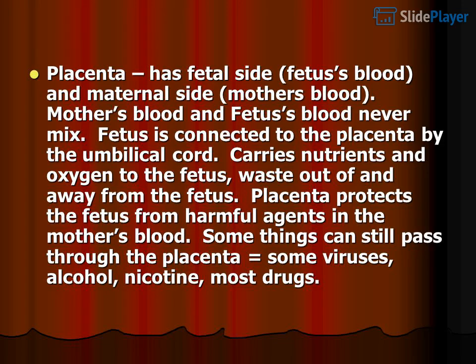The placenta has a fetal side, the fetus's blood, and a maternal side, the mother's blood. The mother's blood and the fetus's blood never mix. The fetus is connected to the placenta by the umbilical cord, which carries nutrients and oxygen to the fetus, and waste away from the fetus. The placenta protects the fetus from harmful agents in the mother's blood. Some things can still pass through the placenta: some viruses, alcohol, nicotine, most drugs.